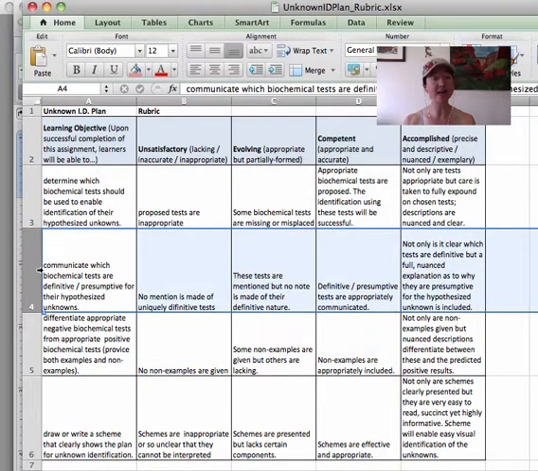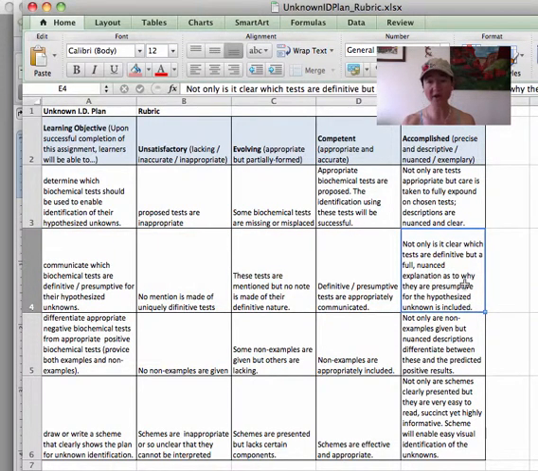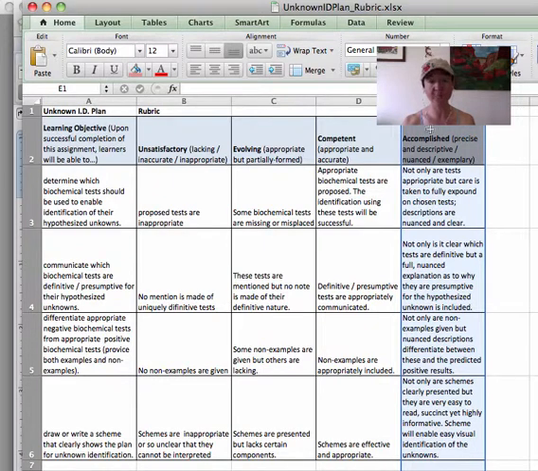Now, the next category down is that upon completing this, if they were successful, they will be communicating which biochemical tests are definitive or presumptive. What I mean by that is if they have hypothesized that their unknown is Staph aureus, then they need to somewhere state that the coagulase test is their definitive test. So if they clearly state that in a nuanced way in which they fully expound upon why the coagulase test is definitive for Staph aureus, then that will earn an accomplished mark. If they just simply say that the coagulase test is definitive for Staph aureus, then that is a competent mark.